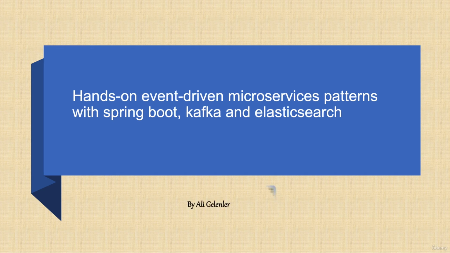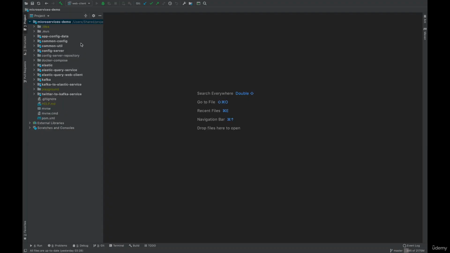Hi everyone. In this section, we will create a reactive version of Elastic Query Service and also Elastic Query Web Client. But since we will use some common classes between the reactive and non-reactive query service and web client, I will now create two common modules to prevent code duplication.